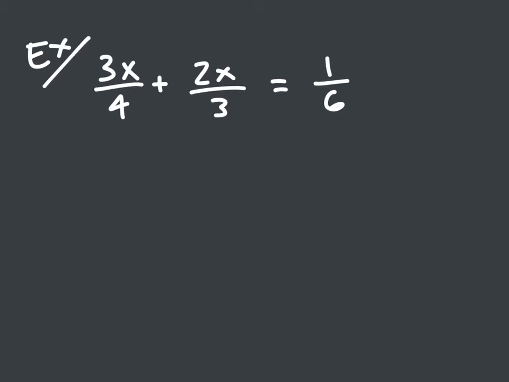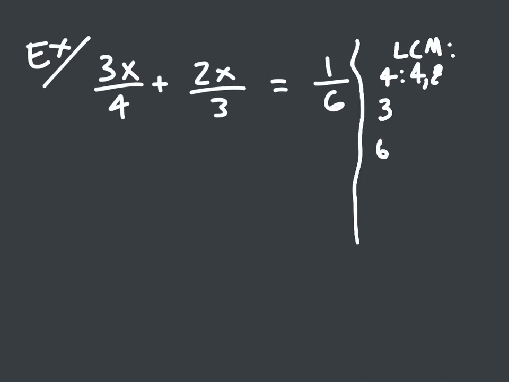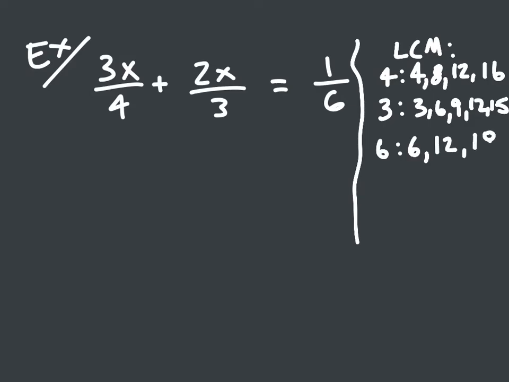So let's take a look here and figure out what our LCM is, our least common multiple. I'm going to take the multiples of 4, 3, and 6. My multiples of 4 are going to be 4, 8, 12, 16. The multiples of 3 are going to be 3, 6, 9, 12, 15. Multiples of 6 are going to be 6, 12, and 18. So the common number in these lists is 12. That's my least common multiple. It's also my common denominator.